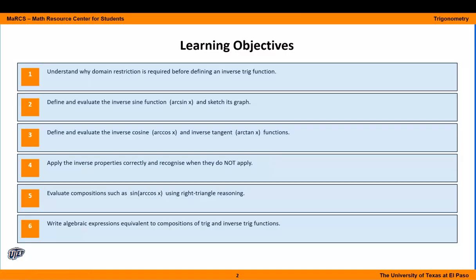By the end of this lesson, you should be able to understand why we need to restrict the domain of a trig function before defining inverses. You should be able to define and evaluate arcsine, arccosine, and arctangent. You should be able to apply properties correctly and recognize when they do not apply. And you should be able to evaluate compositions using right triangle reasoning. This lesson is really about building a strong foundation, especially for later topics like applications and calculus.